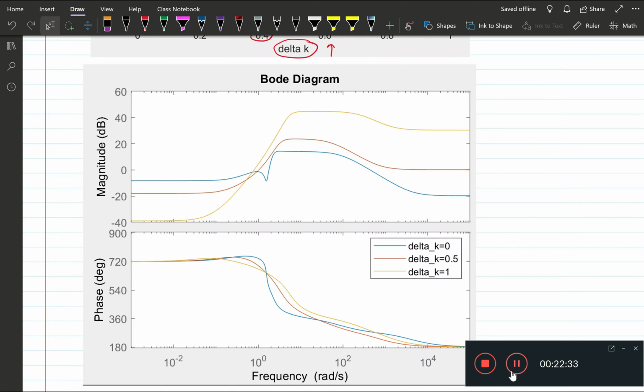You can see the two extreme controllers. This one is with delta almost equal to 0, so basically just the nominal design, and this controller is the one which is robust for delta k plus minus 0.75. Oh, sorry, this is plus minus 0.5.